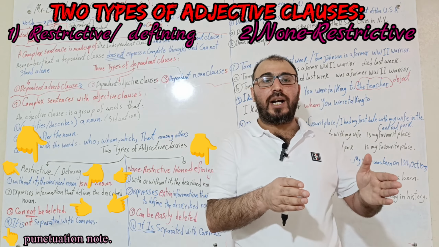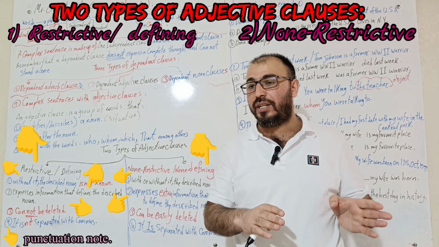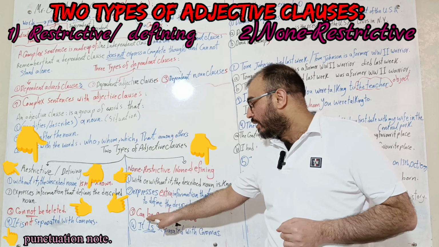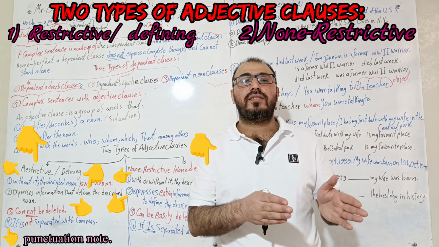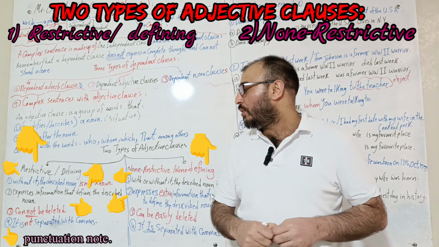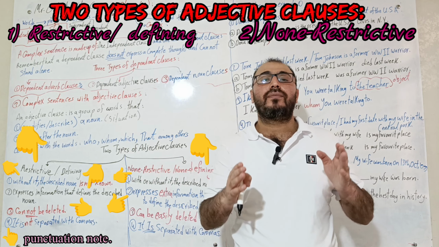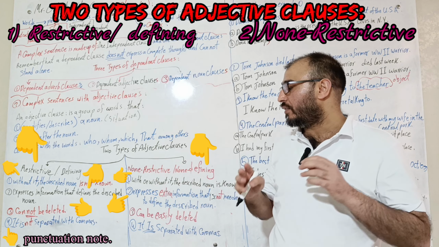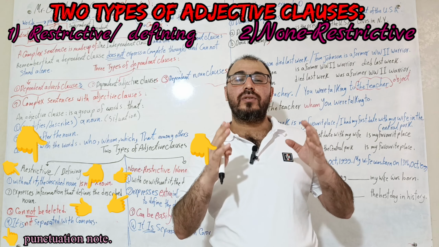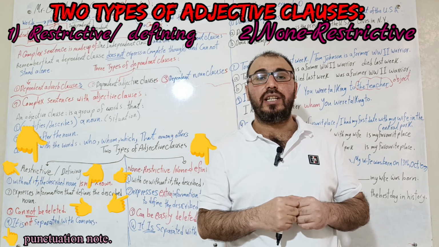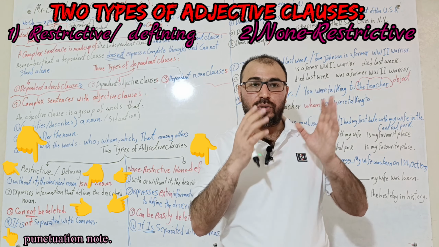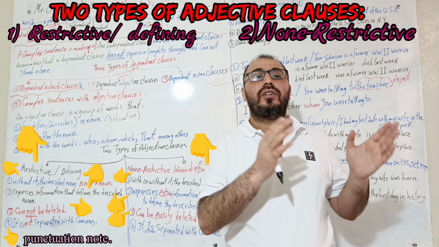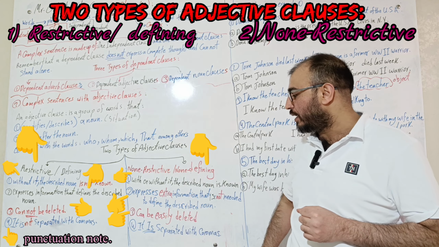So without it, the described noun is known by everyone and it only gives extra information about it. Number three, it can be easily deleted, as you see now here, my friend. As you understand from these two features, as long as the non-restrictive or non-defining adjective clause gives extra information which is not needed to define or to make the described noun known to people, it is easy to delete.